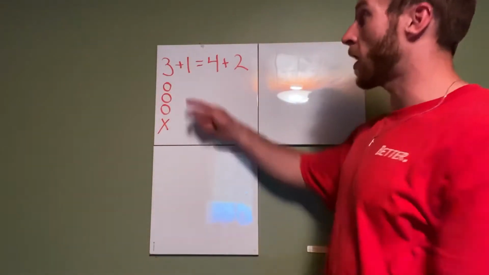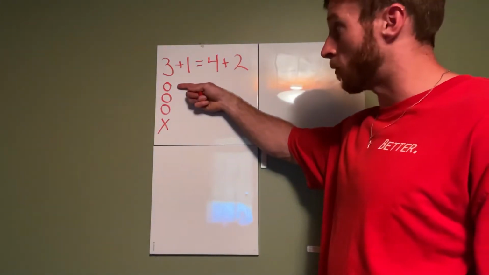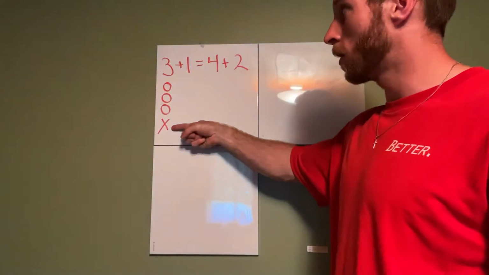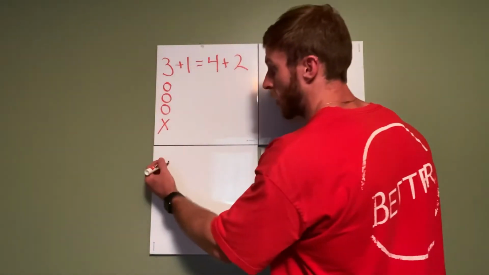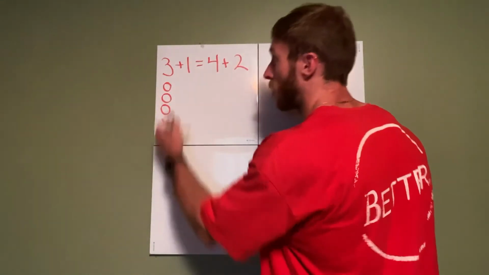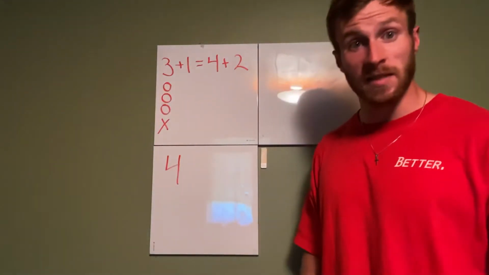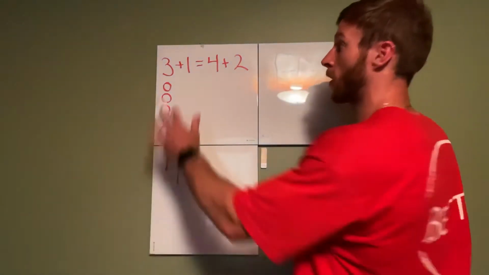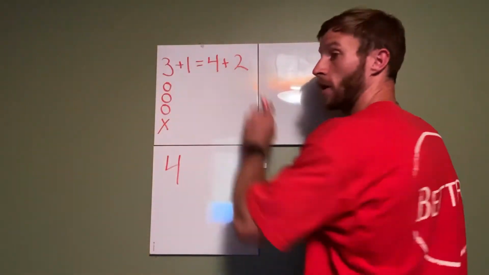I can see my 2 different parts. How many shapes do I have here all together now? Let's count. 1, 2, 3, 4. So I have 4 shapes all together. So 3 plus 1 must equal 4. Okay, now we're going to cover this side up and look at 4 plus 2.